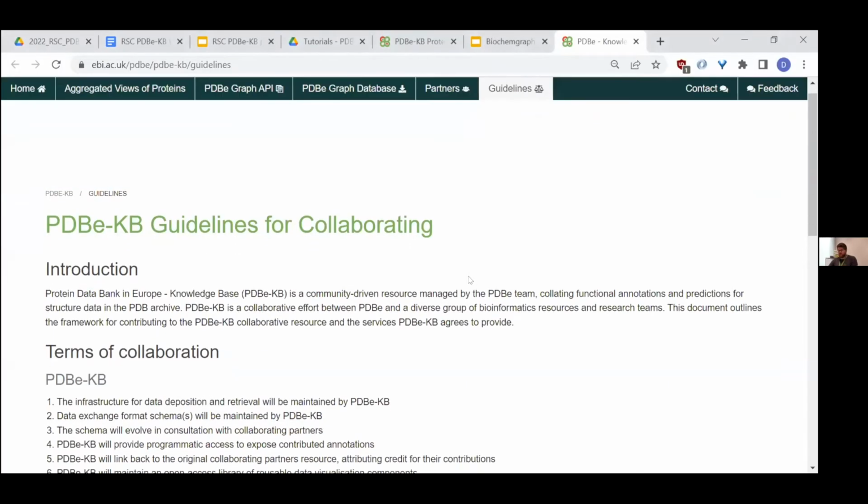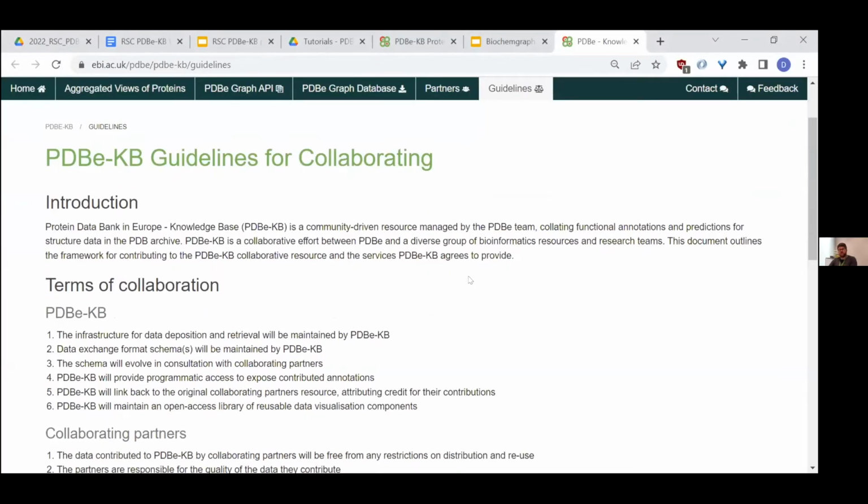Yes, so there's a page here with guidelines for collaborating, what that term means, and how you provide annotations. Generally, there are some rules behind this because it's a semi-automated deposition process. It is designed for having a collection of annotations that you then want to relate to the PDBKB pages. So most of these providers are people who have developed their own resources or have their own large datasets.